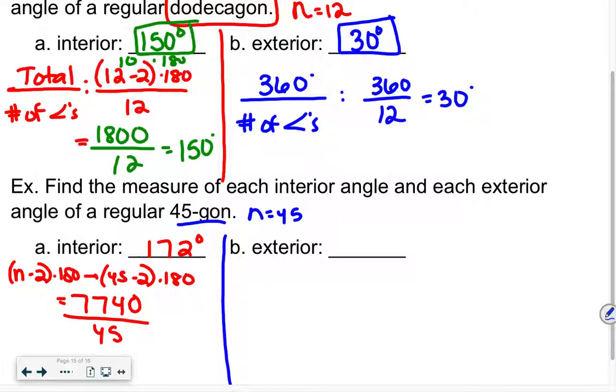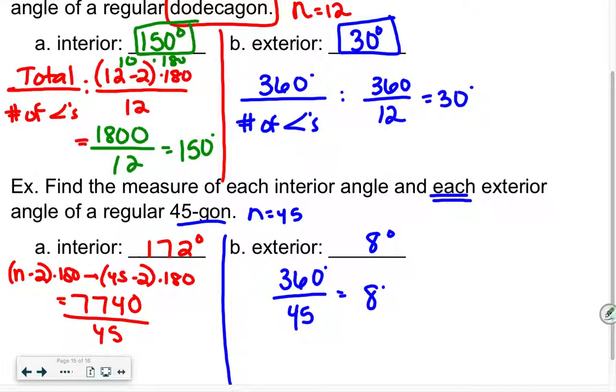And then exterior always adds up to 360, so we just automatically put a 360 there, and then they still want each one, and that's the key word in this problem. The word each means I want you to tell me how big the individual angles are. So we're going to divide by 45, and what's 360 divided by 45? 8, just a teeny tiny little 8-degree angle.